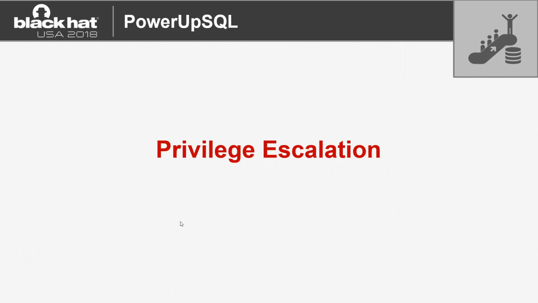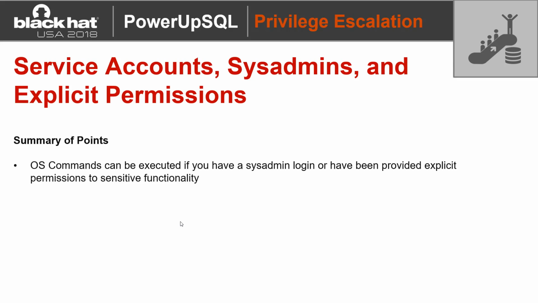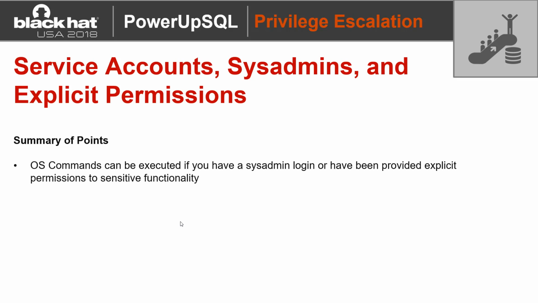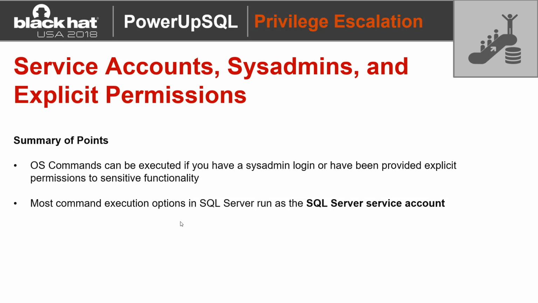All right, privilege escalation. We're going to be talking about a few different perspectives here. Before I dive into those, basic concepts: service accounts, sysadmins, and explicit permissions. Once again, if you're running OS commands through SQL Server, you usually have a sysadmin privilege, meaning you're a DBA, or you've been provided an explicit permission to a function that allows you to execute commands either directly or indirectly. So that's one thing to be aware of. Most command execution options run as the SQL Server service account.